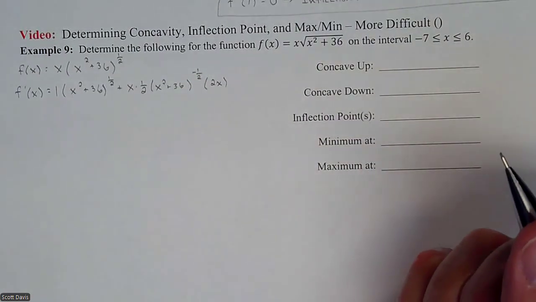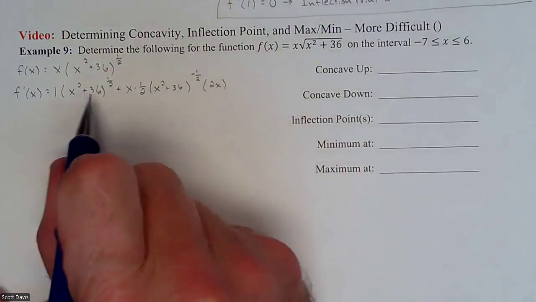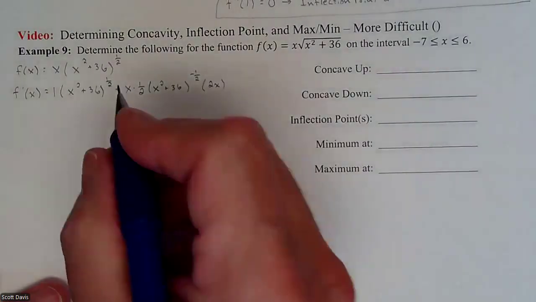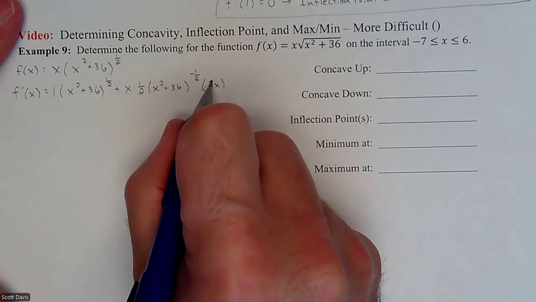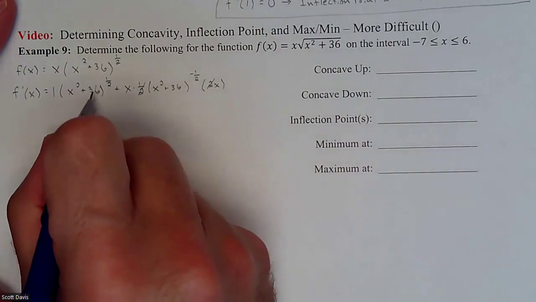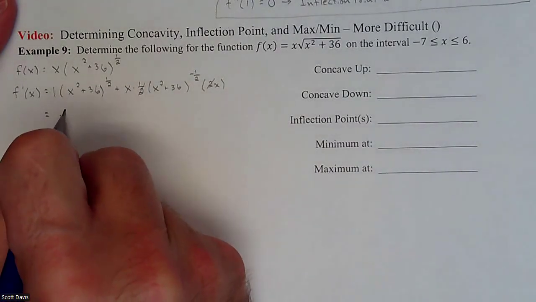To figure out maxes and mins, we're going to need to set it equal to 0. We'll also need to clean this up because we're going to have to do a second derivative from it. So let's see if we can make that as easy as possible. So not much we can do with this. This I can take half of 2. That will go away.